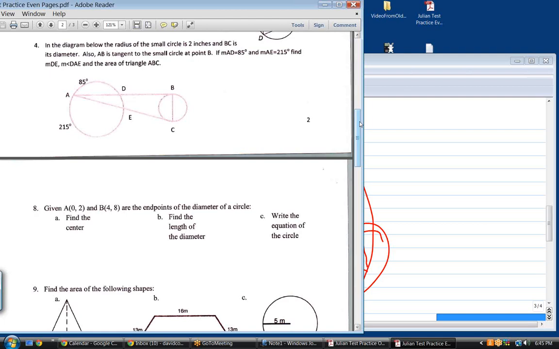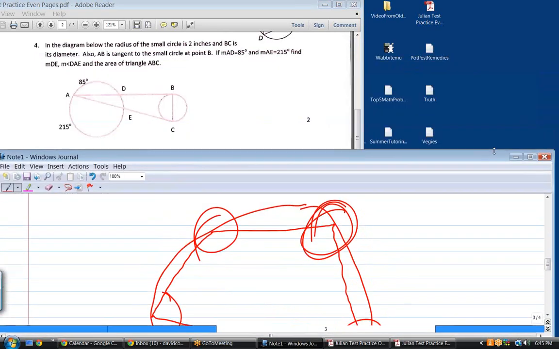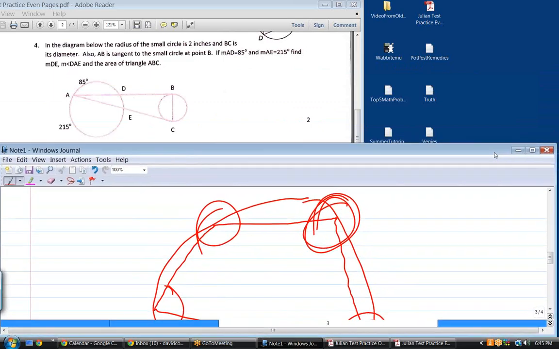In the diagram below, the radius of the small circle is 2 inches and BC is the diameter. Also, AB is tangent to the small circle at point B. If arc AD equals 85 and arc AE equals 215, find arc DE and the measurement of angle DAE. I'm afraid I'm going to have to draw this one too in order to label it.